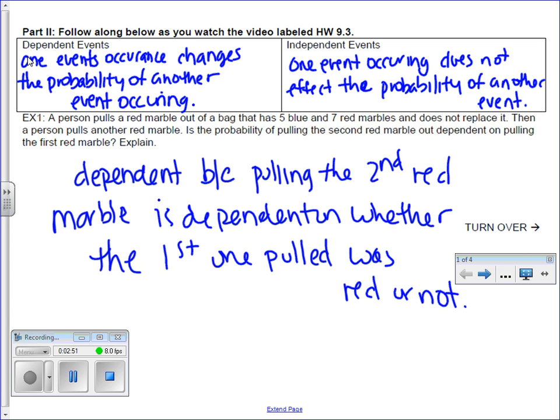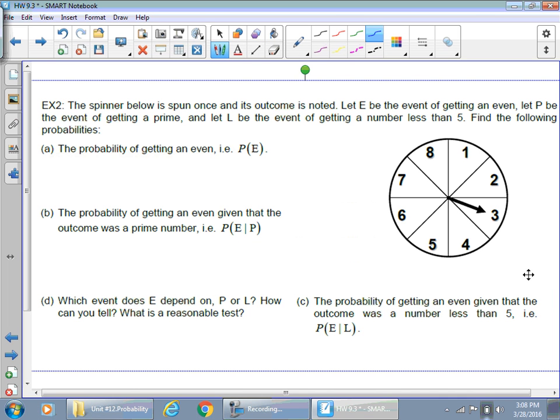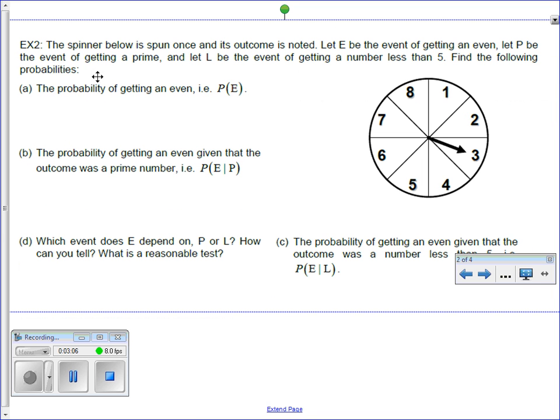Okay, so now let's take a look at an example where we calculate or use probability to decide if events are independent or dependent. Okay, so let's take a look at example number 2. In example number 2, it says the spinner below is spun once and its outcome is noted. Let E be the event of getting an even number. Okay, so E stands for even. Let P be the event of getting a prime number, and let L be the event of getting a number less than 5. Find the following probabilities.